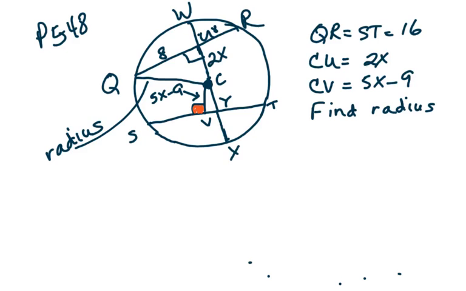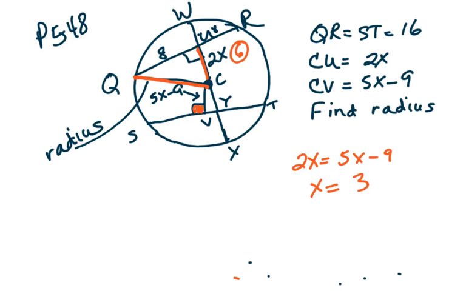So the first thing we can do is say that 2x equals 5x minus 9. And when I solve this, I'm going to get x equals 3. I'm doing this quickly. All right, so now I know that x is 3, so I know that this whole line right here is 6. They're asking me, how long is this? They're asking me, what's the radius?